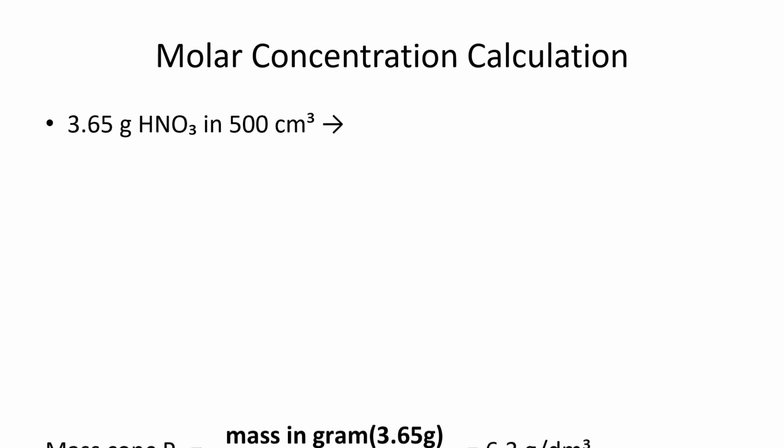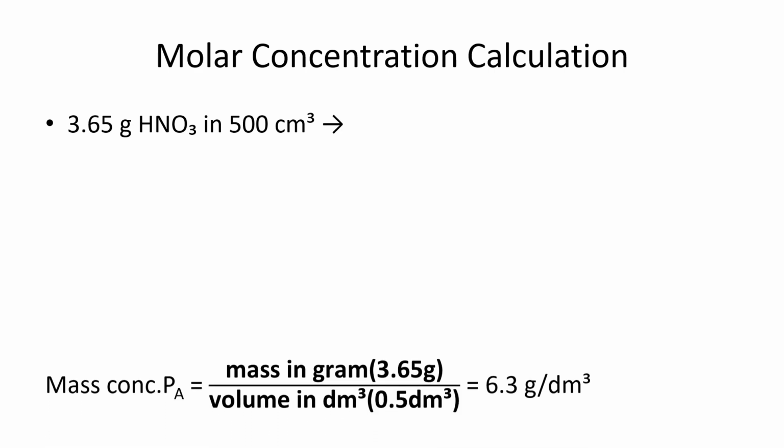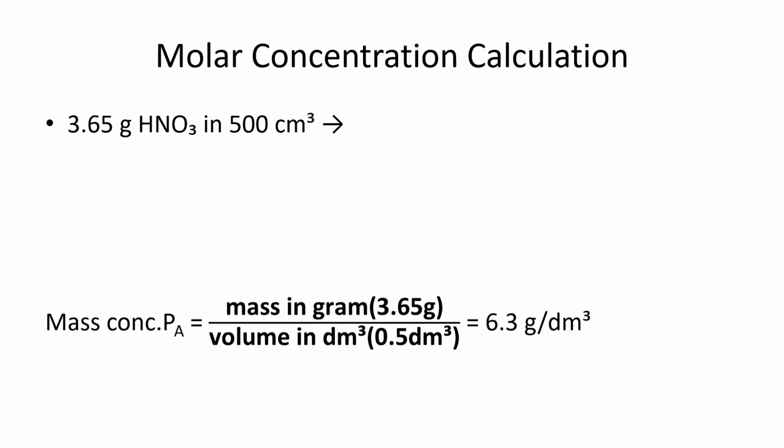From the mass and molar mass, the molar concentration of each solution is determined. You may ask how. For instance, to calculate the acid concentration, if we have 3.65 grams of HNO3 in a 500 centimeters cube, the mass concentration will be mass in gram over volume in dm cube. The volume 500 centimeters cube divided by 1000 makes it 0.5 dm cube. That is 3.65 divided by 0.5, which is for A equals 6.3 grams per dm cube.